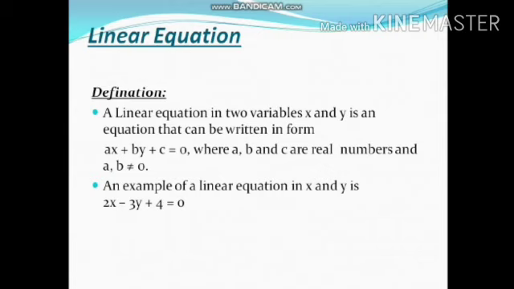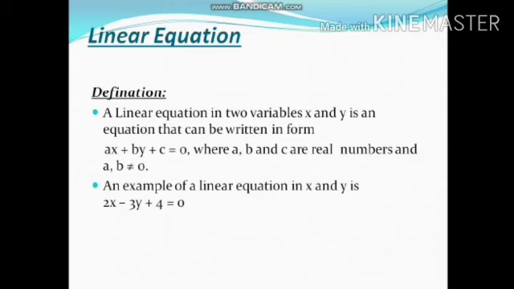A linear equation in two variables x and y is an equation that can be written in the form ax + by + c = 0, where a, b and c are real numbers that can be positive or negative both, and a and b are not equal to 0. What is the reason behind this?